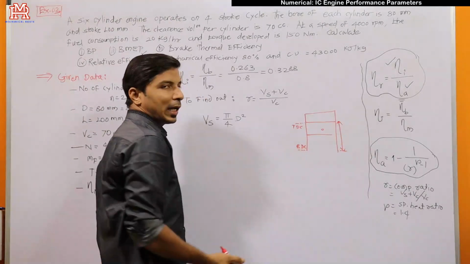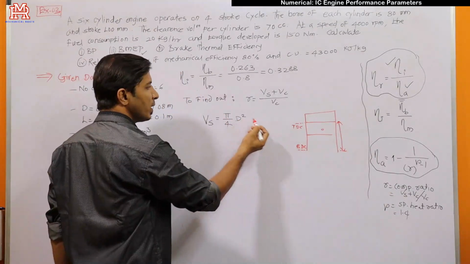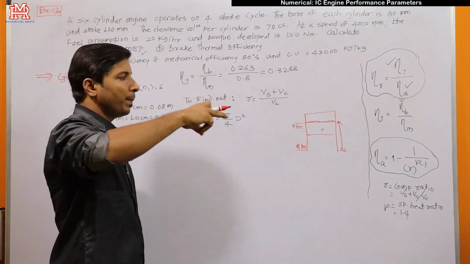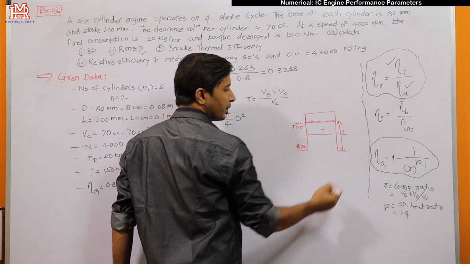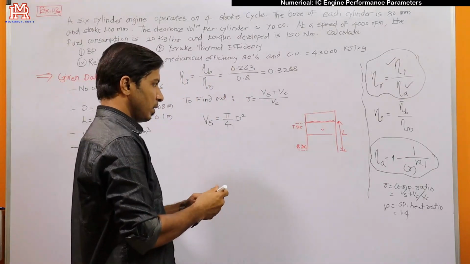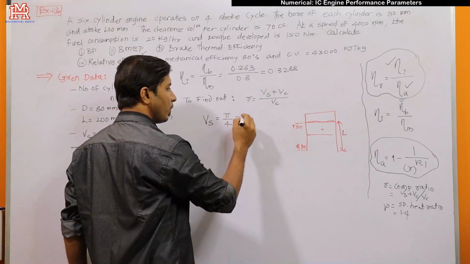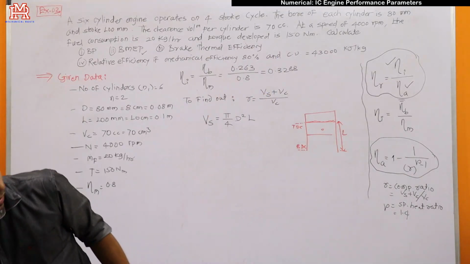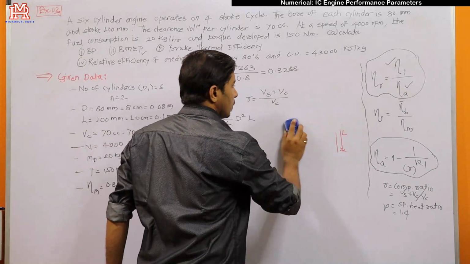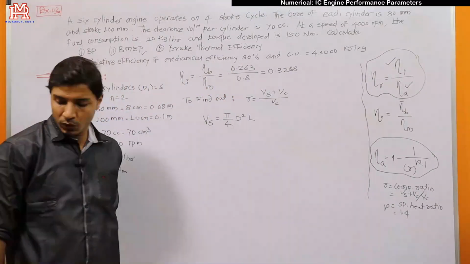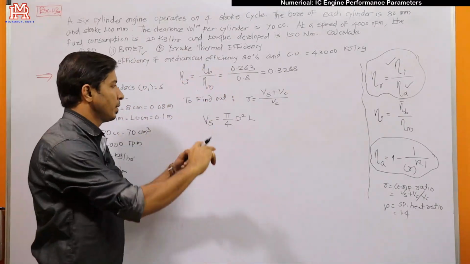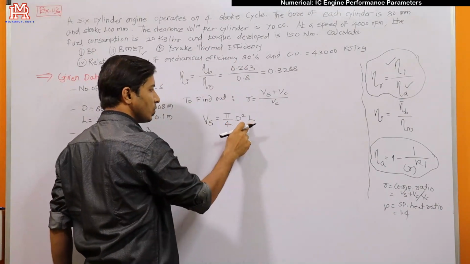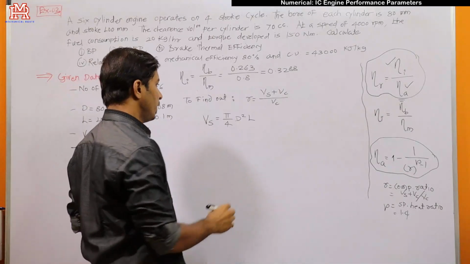So this volume we have to calculate. We know that pi by 4 d square is area. I'll get this area, this top portion area. But if I multiply this by L, then definitely I'll get the volume. So pi by 4 d square into L is nothing but the swept volume. So now see which parameters you know. We have this d, L also. So you will be getting the value of this Vs.